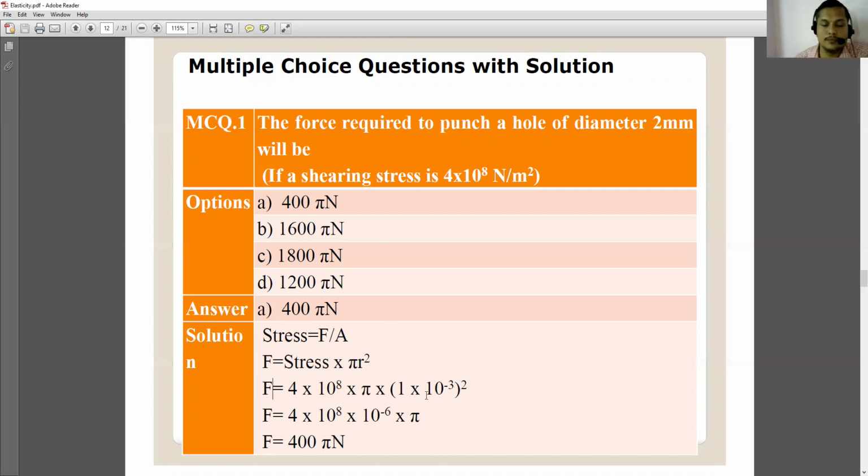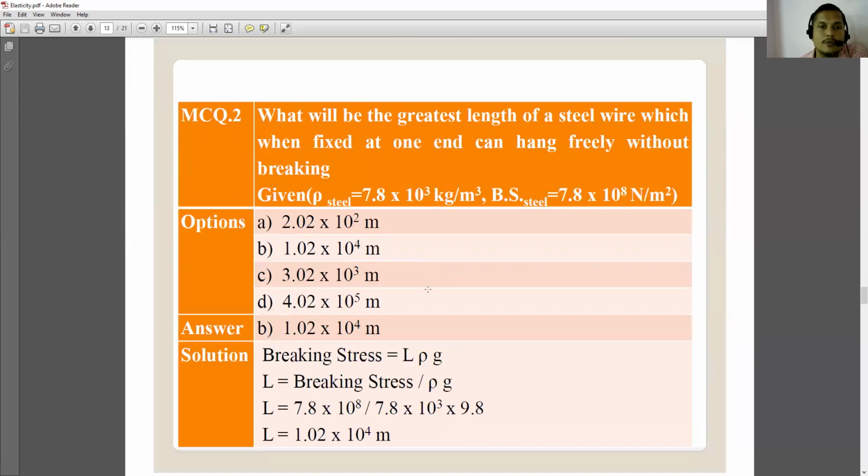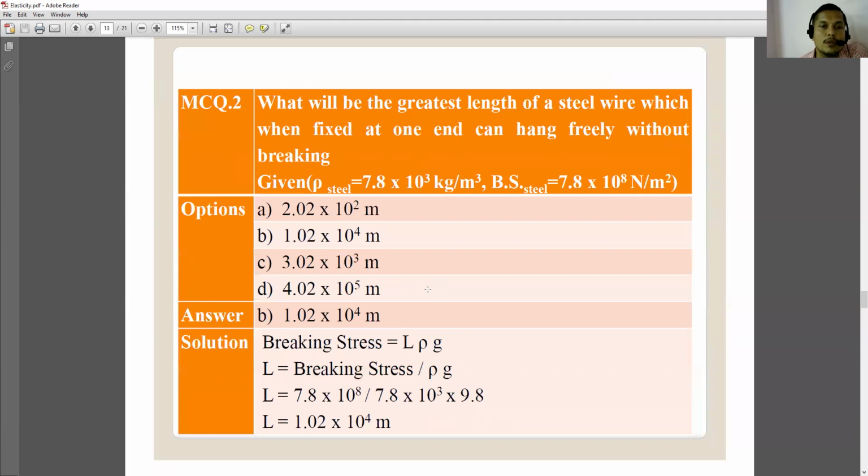So r is 1 into 10 raised to minus 3, squared. The diameter is 2 mm, so the radius is 1 mm. That's why we have taken these values. After calculation, adjusting the power term, we get the value of F as 400 pi Newton, which is our option A. Okay, so this is the first MCQ. Now we go for the second one.